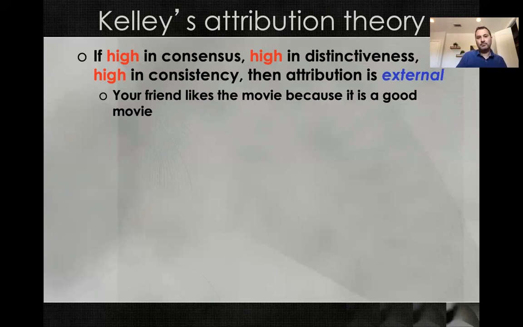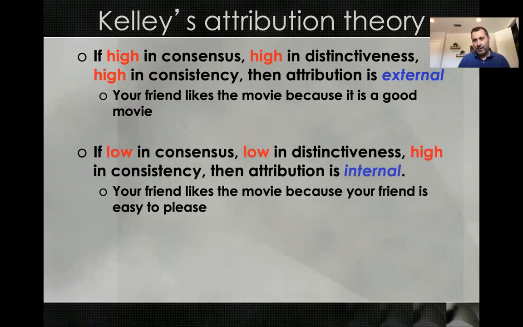On the other hand, if you have come up with a different pattern of answers to these questions, then you make a different attribution. So for instance, if you come up with the pattern where you've determined that this behavior is low in consensus, low in distinctiveness, and high in consistency, then we make an internal attribution. So let's walk through this one as well.